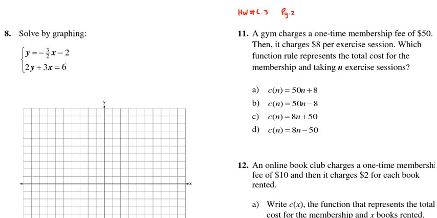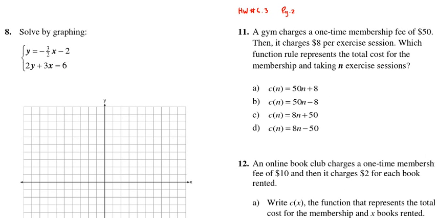Hi everyone. In this video I'm going to work out some of the exercises on page number 2 of your homework 6.3. In exercise number 8 you have to solve by graphing. The first one is ready to graph. You can identify the slope and the y-intercept and graph. For the second equation, it's not solved for y, you need to solve for y and identify the slope, the y-intercept and graph. Both of them should be graphed here. You should find a system that has no solution. Do that.